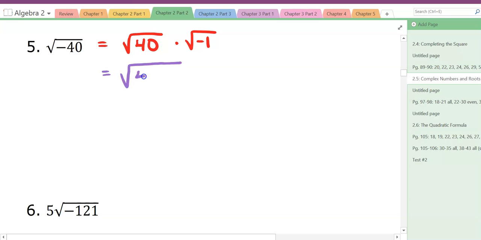Good. So I would write that as 4 times 10. Remember those perfect square numbers from yesterday are like 4, 9, 16, 25, 36. Those are the numbers that you're trying to find. And then we still have the square root of negative 1, which is an i.